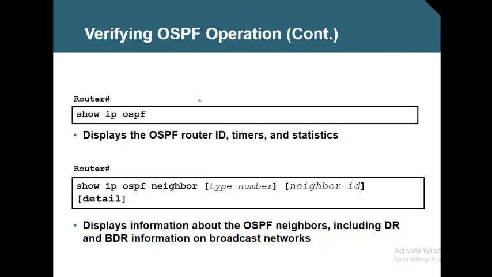Alright, next is show ip ospf neighbor, which is going to show you the neighbor information: whether the neighbor is a full adjacent neighbor or a two-way adjacent neighbor, whether the neighbor is point-to-point or broadcast, and whether the neighbor is a DR, BDR or other. All this information can be seen by typing show ip ospf neighbor.